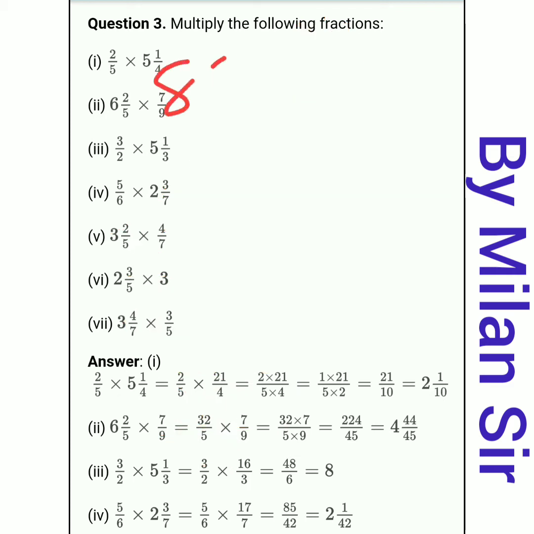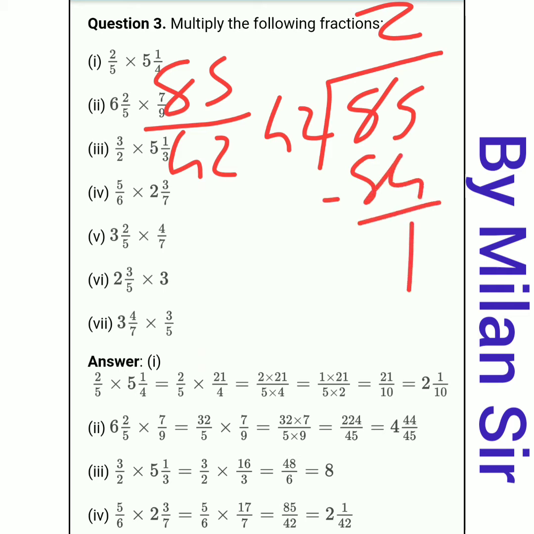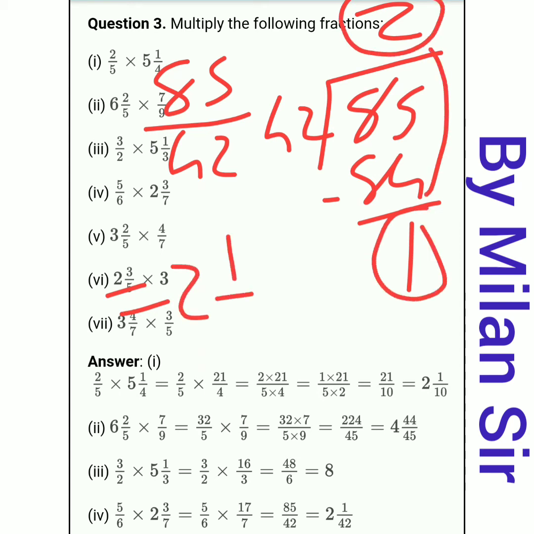So 85 divided by 42, it is an improper fraction, right? So again we need to convert it into mixed fraction. So 85 divided by 42. Now 42 2s are 84, right? Remainder 1. So final answer 2 integer, this remainder 1 divided by 42. So 2 integer 1 upon 42 is our answer.